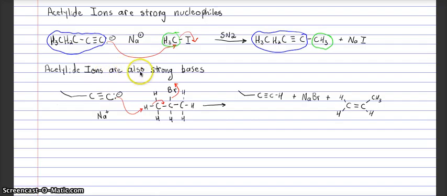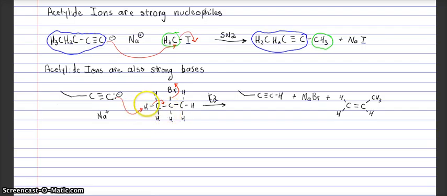Acetylide ions are also strong bases. So this would be like an E2 reaction. So let's write E2. So in this elimination reaction, you can see this alkyl halide is too bulky. It's going to have these 2 methyl groups that are going to block the acetylide ion from coming in to attack this as an SN2 reaction.